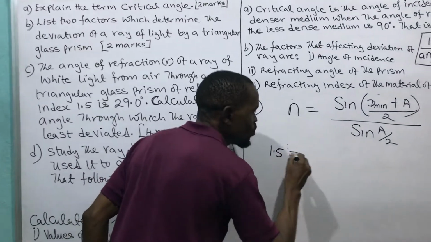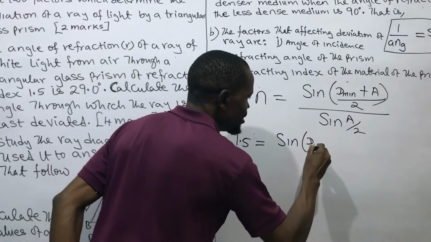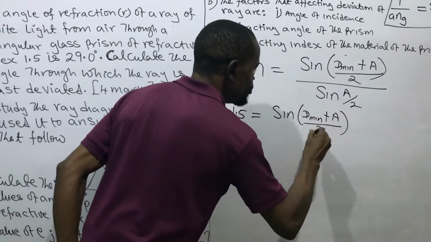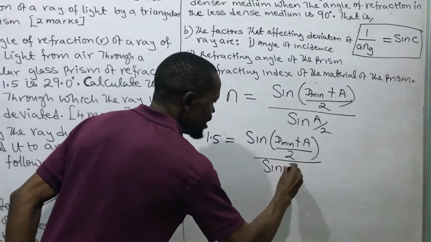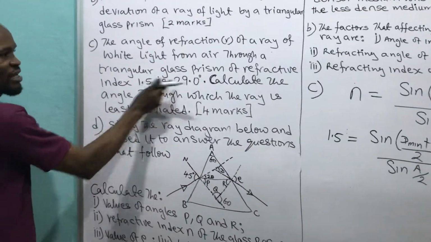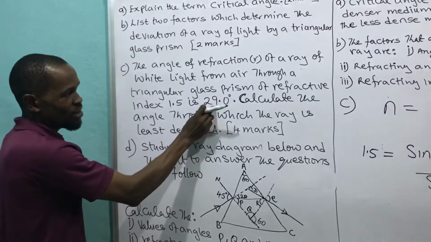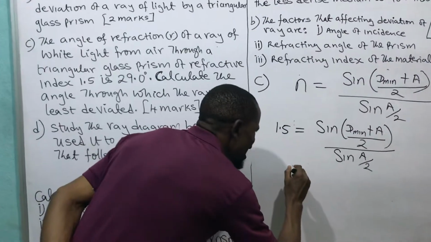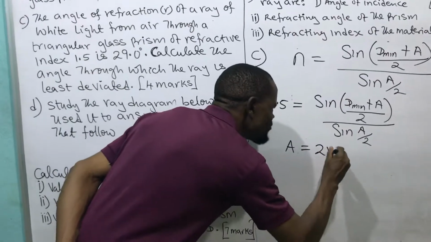Let me put it clearly here. 1.5 is equal to sine of (Dm plus A) over 2, divided by sine of A over 2. You remember? Look at where I get 1.5. They say the refractive index of this one is 1.5. This one is the refraction, which they gave, and I remember that A is equal to 2 times the refraction.